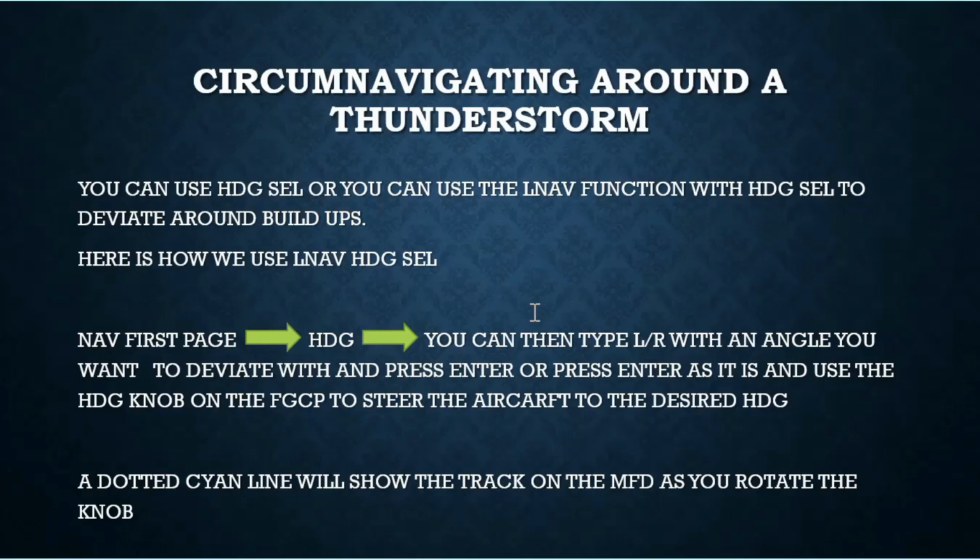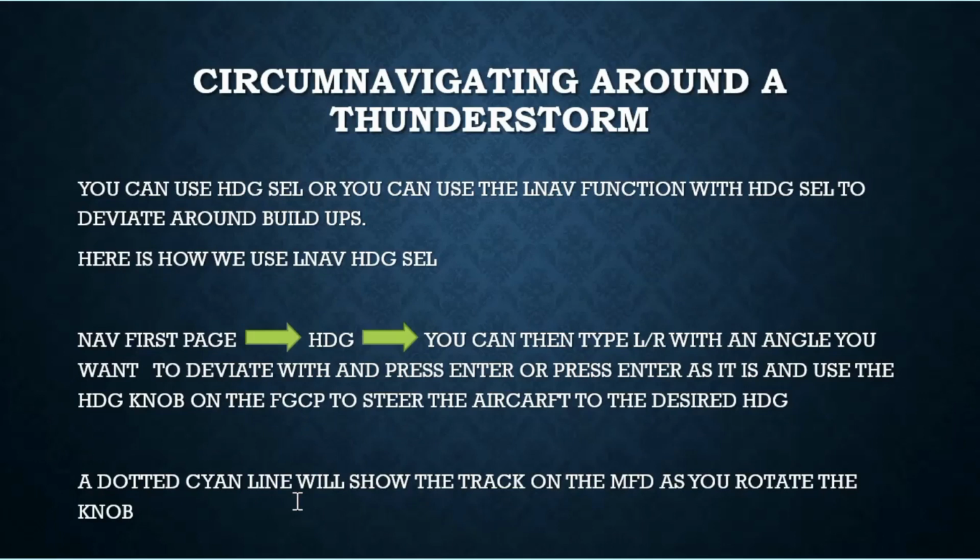So what we do, we go to nav page, the first page of the nav page, and then you press heading. When you press heading, you will then be prompted to type in a direction, left or right, with a value of the heading you want in terms of an angle. Okay, and then when you enter those and you press enter, as it is on the FMS, the aircraft will now turn to that particular desired heading. Or alternatively, you can go to nav first page, go to the heading and just press enter, and then you can take the heading select knob on the FGCP, and rotate that knob, which will steer the aircraft in the desired direction.